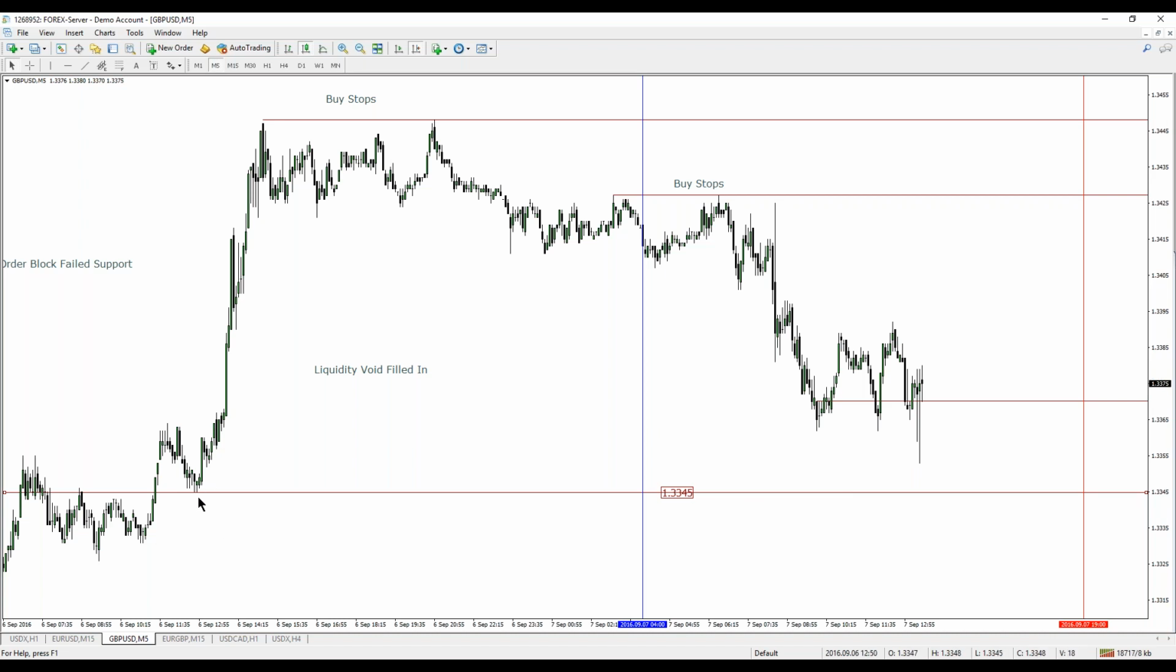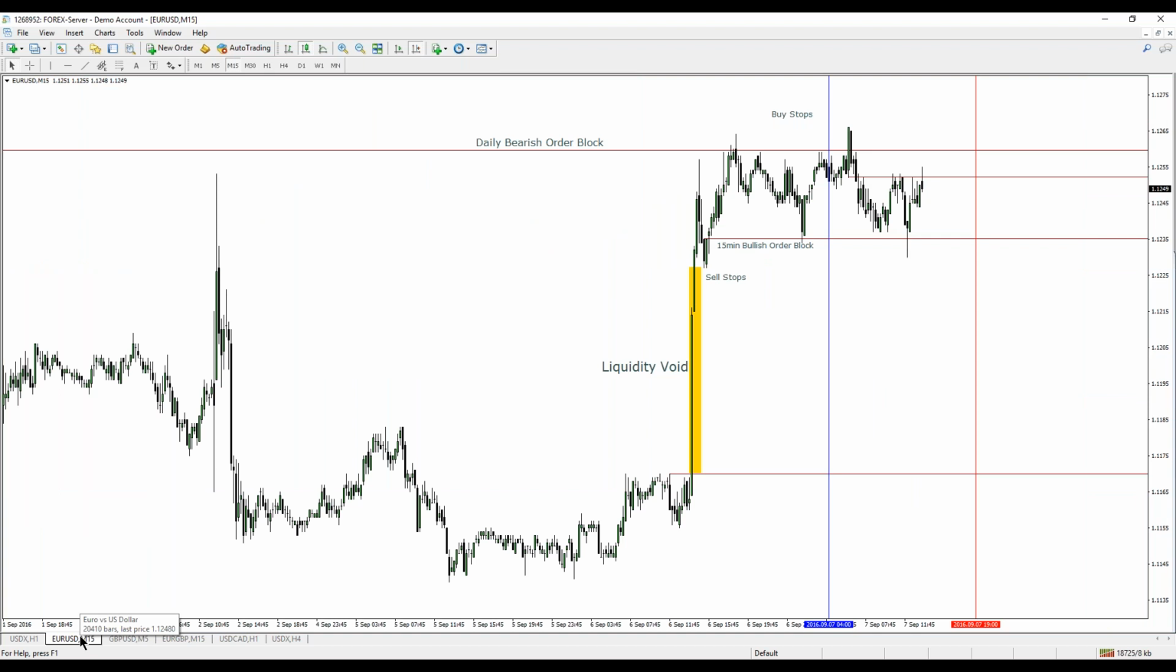So stops would have been resting just below that. So I would have been more inclined to take a long had we punched through that and then rejected. And then I would have looked for a bullish order block to trade into. And it still could happen right now as we're talking. But nope, Euro just doesn't have any legs yet.